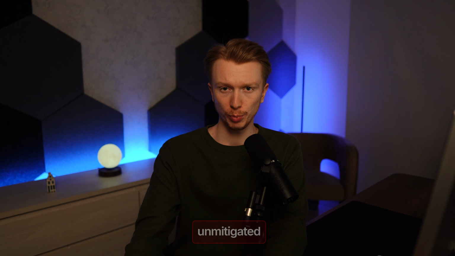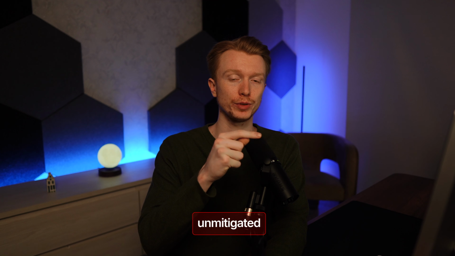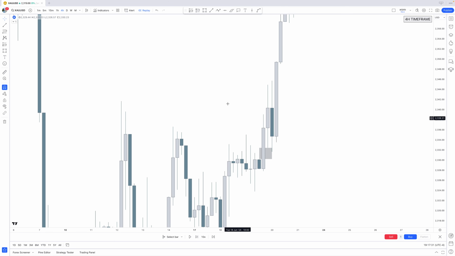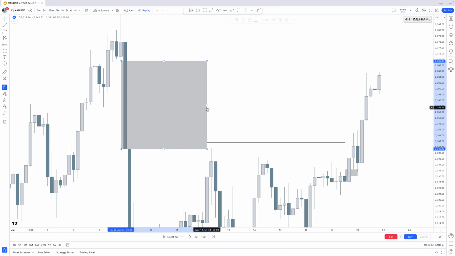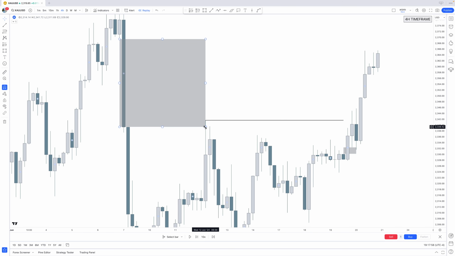Now we want those opposing PD arrays to be unmitigated, meaning that they have not been traded into before. So for example, this swing high right there has not been traded above before. That means that that's a valid opposing PD array. If we zoom out a little bit and we take a look at this 4-hour fair value gap towards the left, this 4-hour fair value gap right there has already been traded into once right there. So the second time we trade into it, it's not valid anymore because it's already been mitigated. So it's not an unmitigated opposing PD array.